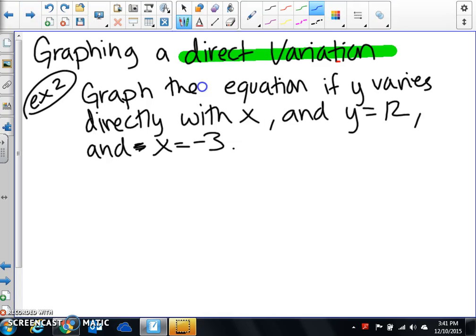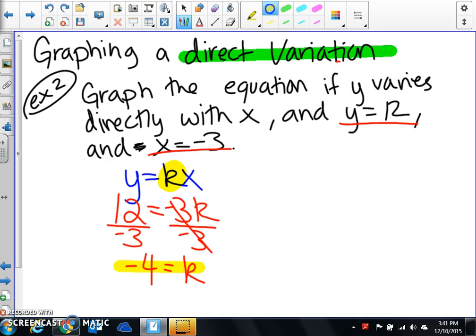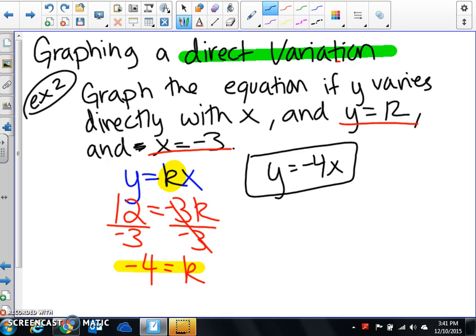If it's direct variation, you should write y equals kx. Okay, my next piece of information is that they gave me y equals 12, so I'm going to go ahead and plug in 12, and x is -3, so -3k. Now I need to solve for k by dividing both sides by -3. So k equals -4. That is not my equation. I have to take k and plug it in here. So now I've got y equals -4x. This is my equation. So now I can graph it using y equals mx plus b.